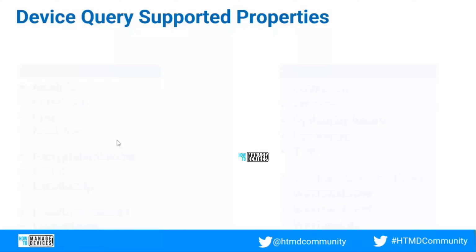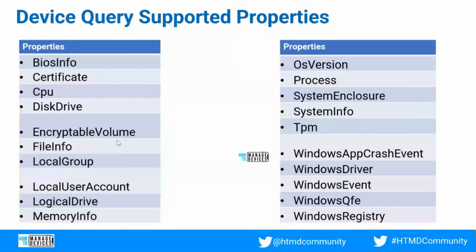So these are the supported properties with the device query. If you open the device query options in the Intune portal, you will be able to see all these properties listed over there, and you can work with all of them. The very first property is BIOS info. The second one is certificate, then CPU, disk drive, file info, local group, you name it, anything, right? Whatever I listed here, you can take any property and gather information. Why are we using the device query? We are using the device query to gather information, right? Get the report, right?